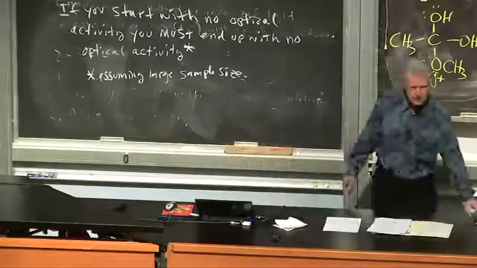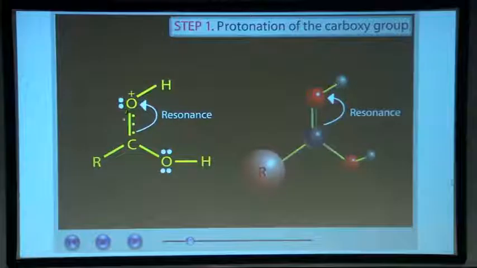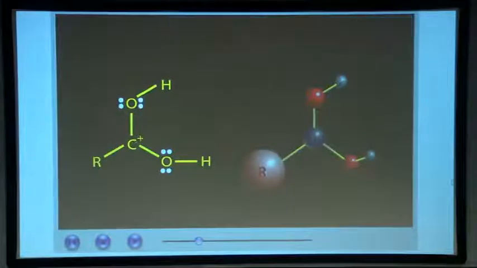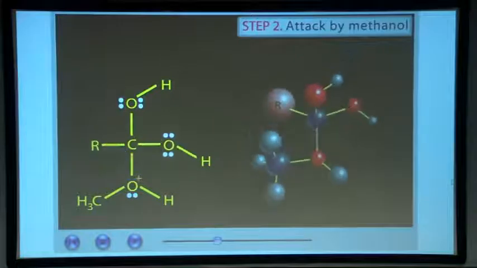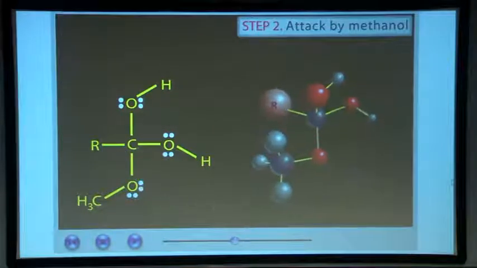So here we go, protonation to activate the carbonyl. Notice there's the other resonance form, which is the carbocation resonance form. It gets trapped by alcohol, and then loss of the proton. And that's the methanol adduct to the carbonyl function, acid catalyzed.